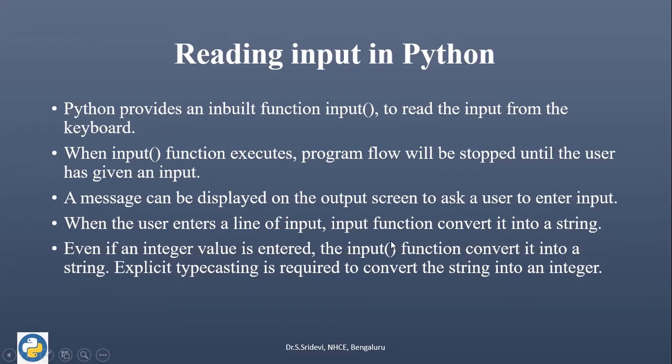And sometimes we may also enter integer data or floating point data, but whatever data we enter, that will be taken only as string. So even if an integer value is entered, the input function converts that into a string. So with string, we can perform only string related functions. Suppose if I enter a number, I want to perform division. It is not possible if the number is treated as a string. So in that case, we need to go for explicit typecasting in order to convert the string into an integer value.